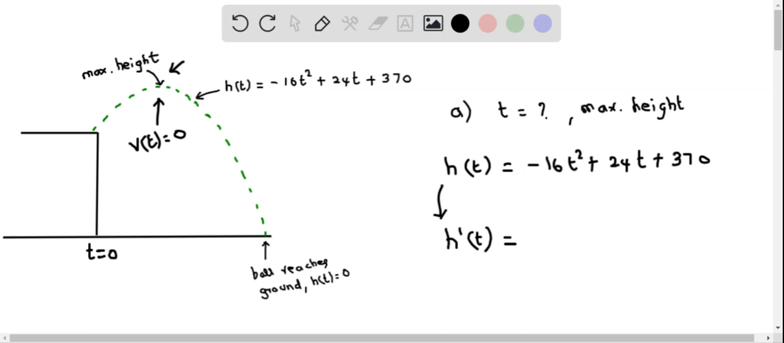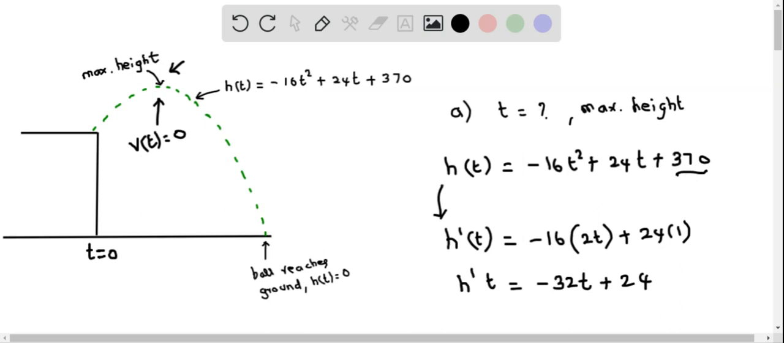And this equals, we find the derivative of each of the terms. It is negative 16 times the derivative of t squared, which is 2t, plus 24 times the derivative of t, which is 1, and then the derivative of 370 is a constant, so it is 0. I just skipped it. Therefore this equals negative 32t plus 24 times 1, which is 24. So basically this function h prime of t represents the velocity of the ball.